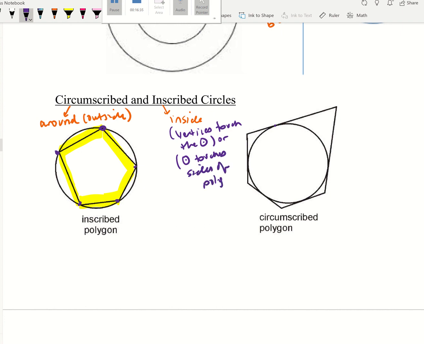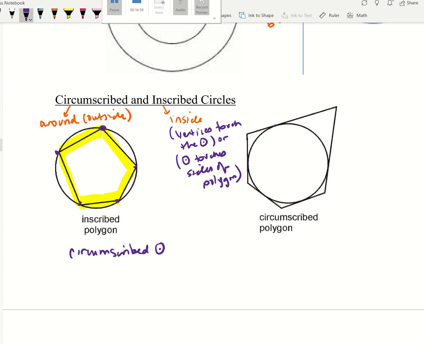One of those things will happen. Now, by the way, this first diagram could be described differently. We could say this has an inscribed polygon, or we could say this has a circumscribed circle. Those actually mean the same thing. Inscribed polygon means the polygon's inside. Circumscribed circle means the circle is going around the outside of the polygon and touching it at each vertex, each corner.